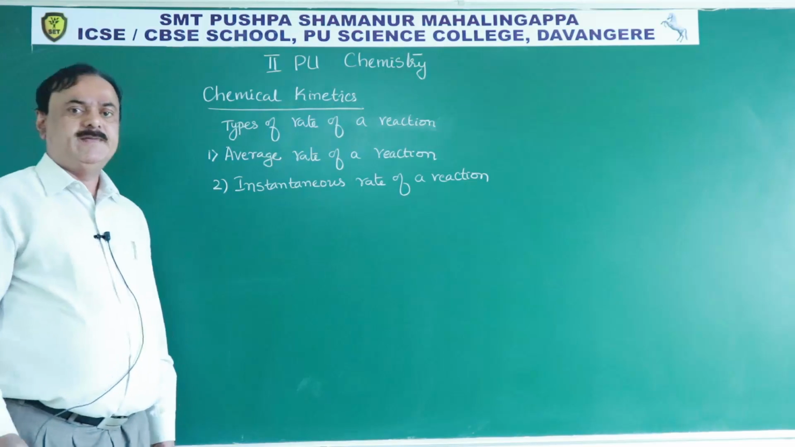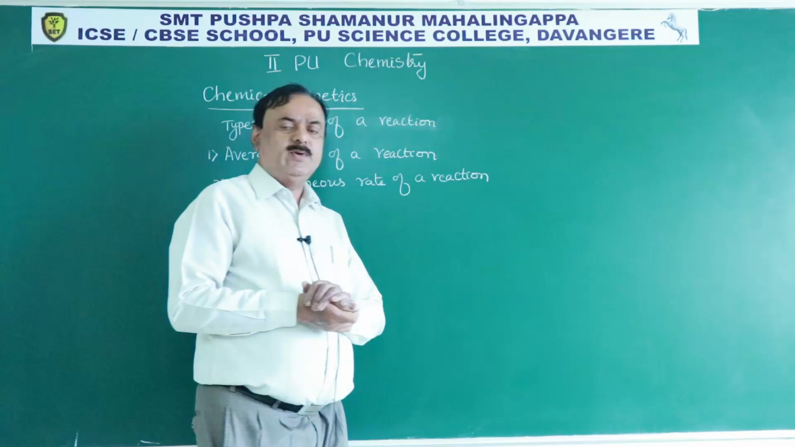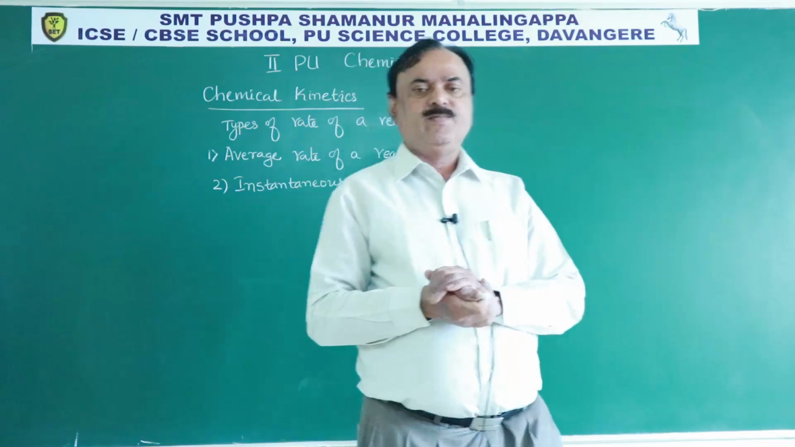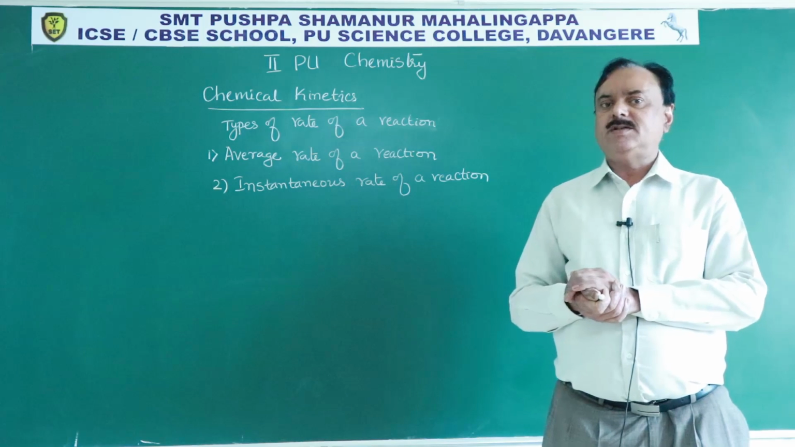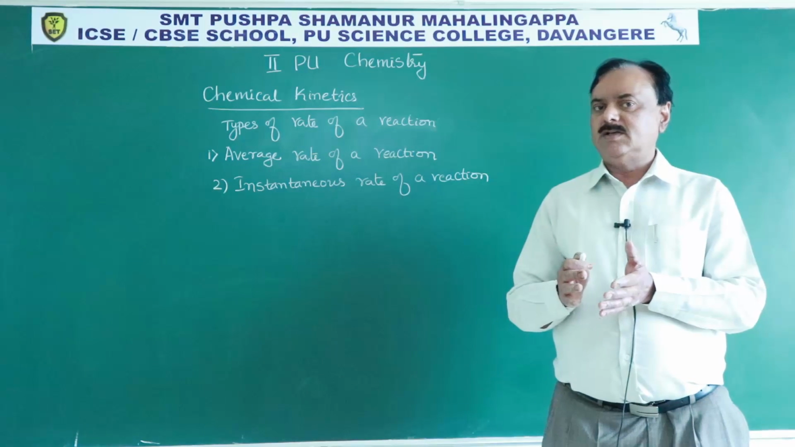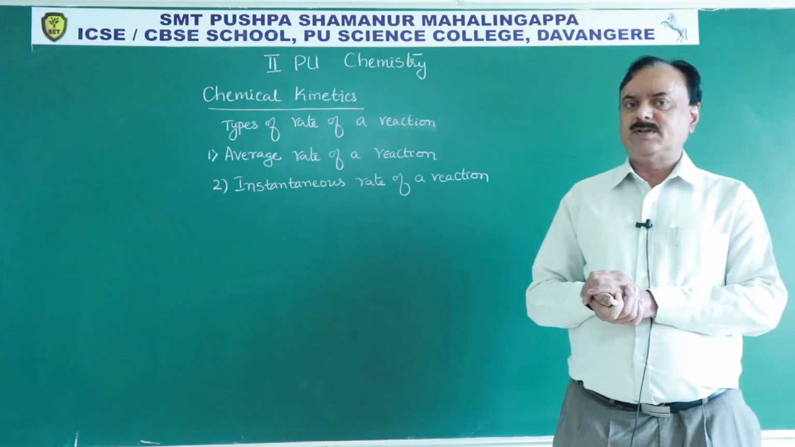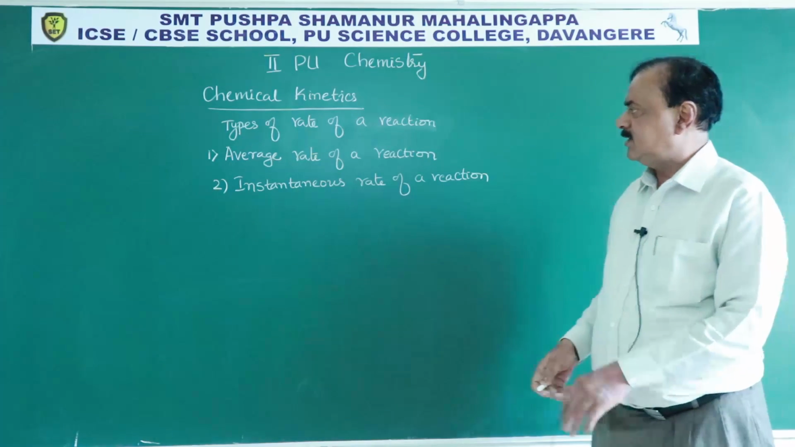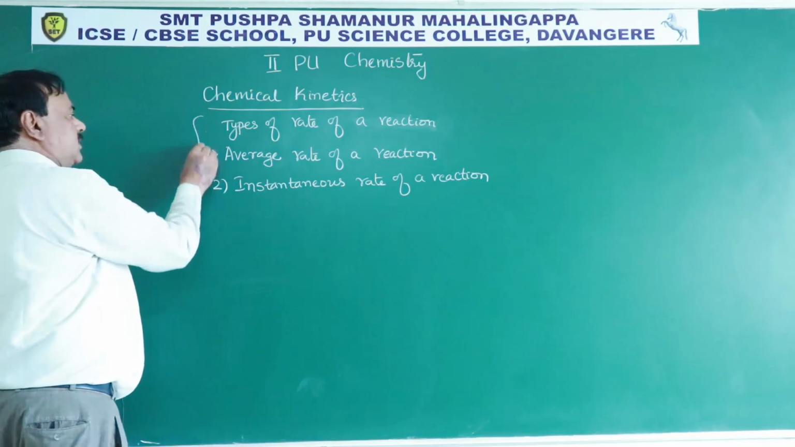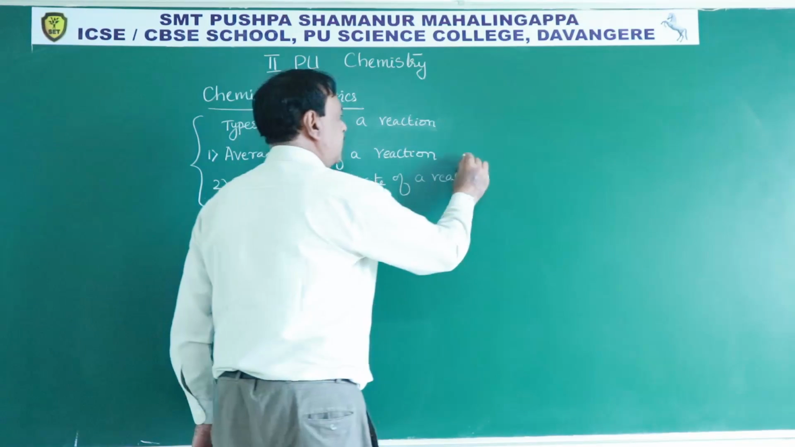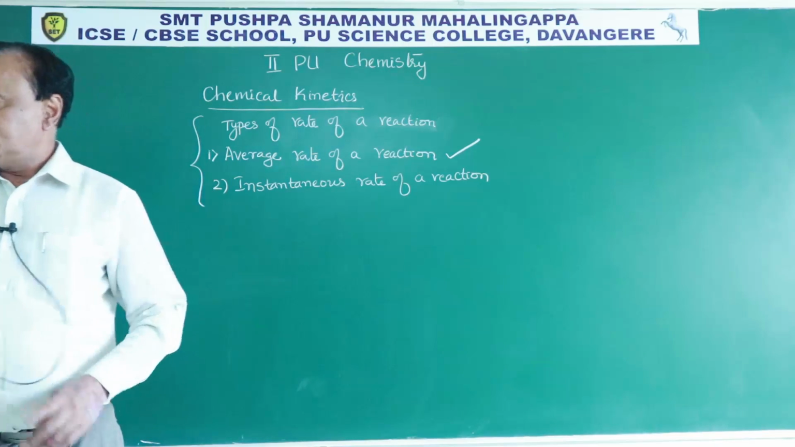Now, the average rate of a reaction depends upon the change in molar concentration of the reactant or the change in molar concentration of the product, and the time interval, that is, the difference in the time involved in bringing about that change. These are the various types of the chemical reaction. Now let us come one by one. That is the average rate of a reaction.